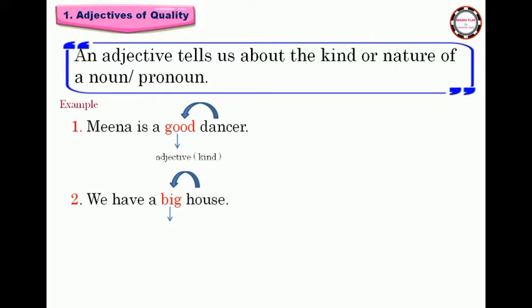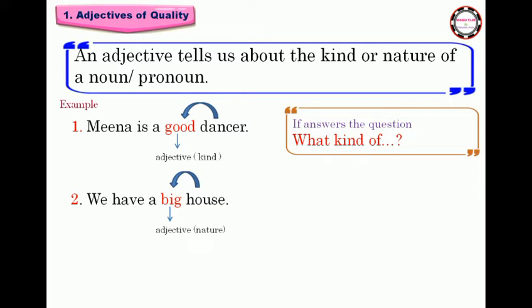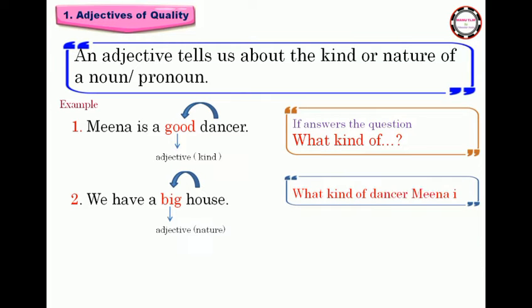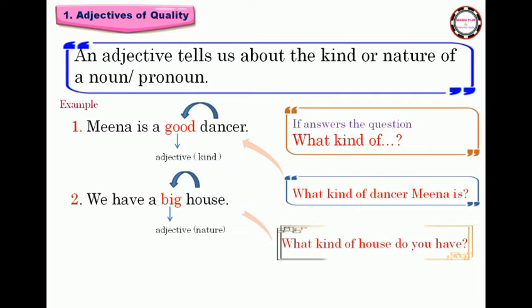Observe the second example. We have a big house. House is a noun. What is the nature of the house? It is big. So it is an adjective. The question starts with what kind of. First example question: what kind of dancer is Meena? Second example question: what kind of house do you have?